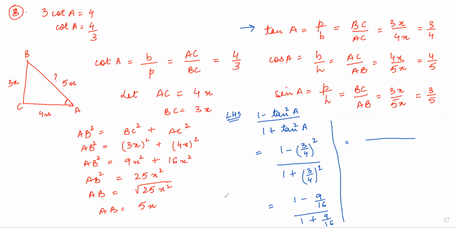Yeah, so how will I subtract 1 minus 9 by 16? Cross multiply. Cross multiplication. Can I multiply like this? 1 by 1 you can do. 1 by 1 and minus 9 by 16. Can you just write it in the copy and send me the picture, what you are saying? Okay, ma'am.